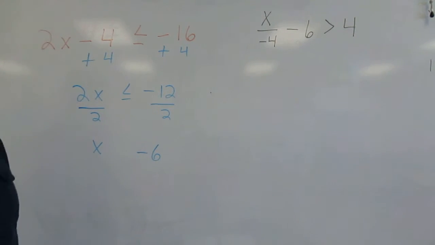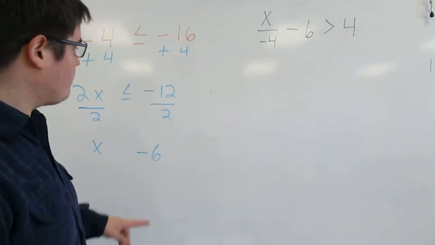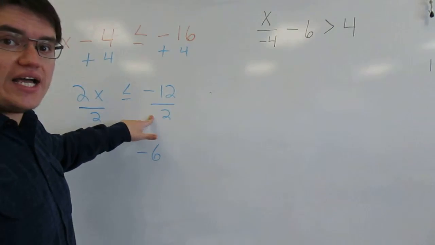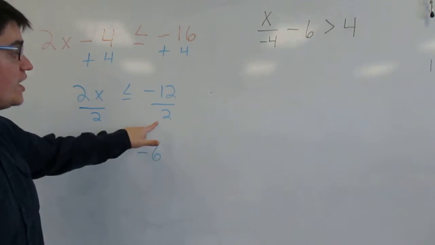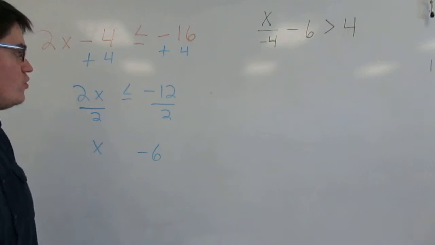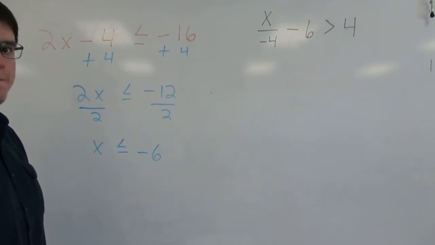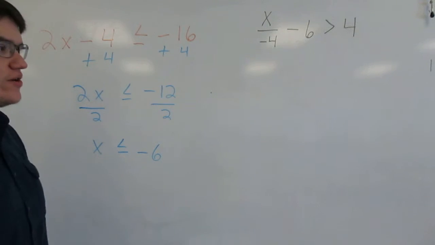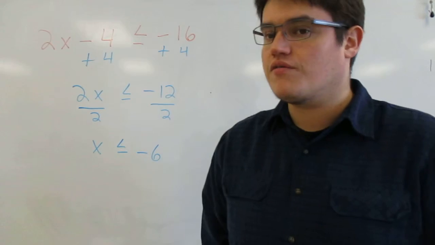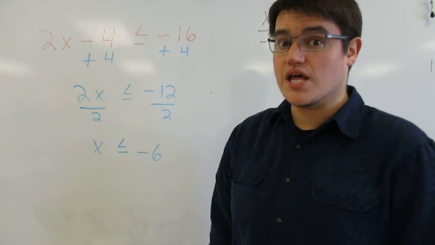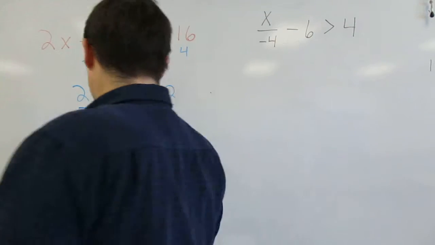And now some of you are probably saying, Mr. Bonds, you flipped that sign. No! Remember, we only flip the sign if we divide or multiply by a negative number. Here, we divided by a +2, so our sign stays the same. So x is less than or equal to -6. Now, you should be asking yourself, well, Mr. Bonds, what does that mean? We'll get to that. Let's graph this first.